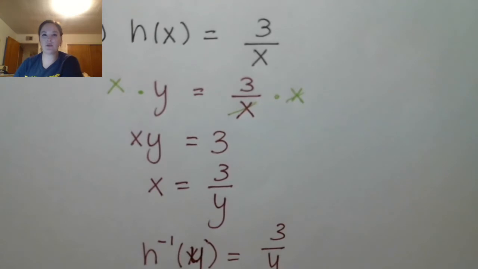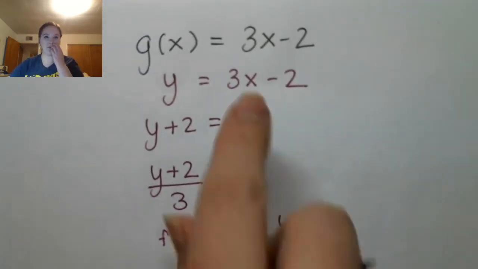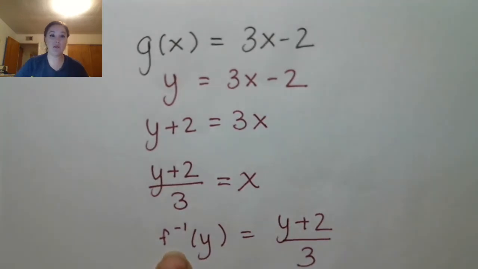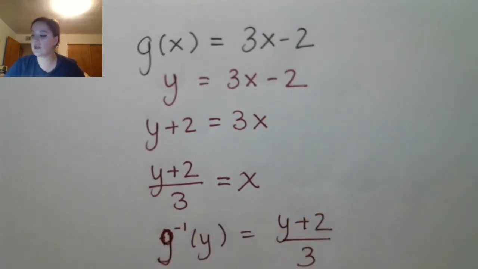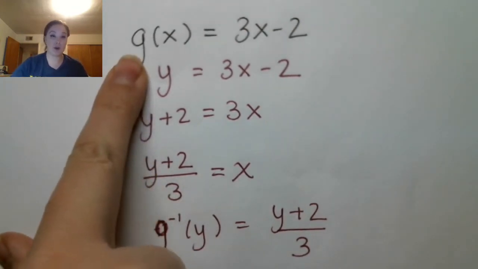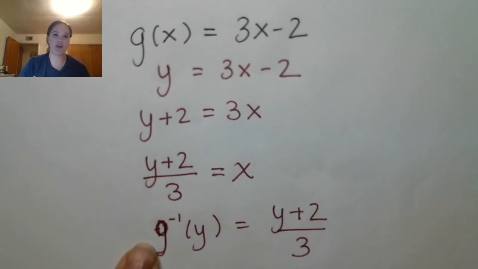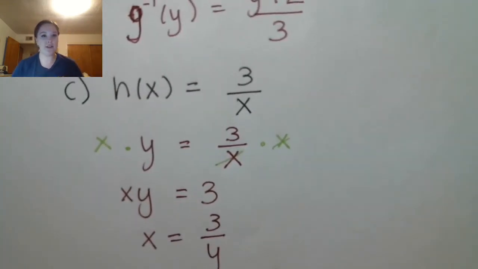Now I actually just realized that in my previous example I had a mistake. The original function was g, and when I changed to inverse notation I changed it to f automatically, but this should really be g inverse of y. You want to match the notation from your original question to the notation in your answer. I'm sorry about that. So that is how you find the equation of the inverse if you're given the equation of the original function.